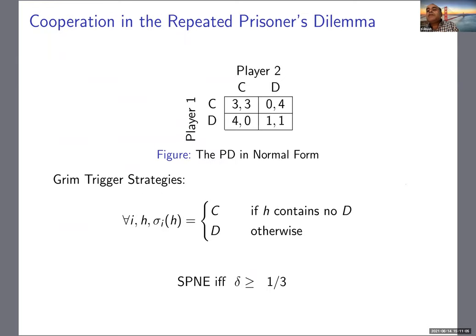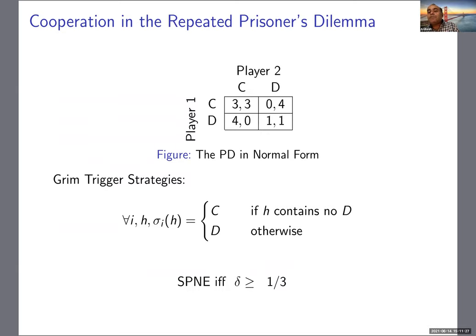So let's look at a very quick standard classic undergraduate example. Cooperation in the repeated prisoner's dilemma, two players. Players one and two, actions C and D, cooperate and defect. And we all know, you can just check, D is a dominant strategy. 4 is bigger than 3, 1 is bigger than 0. It's dominant for both players. The only Nash equilibrium is (1, 1). That's a prisoner's dilemma.